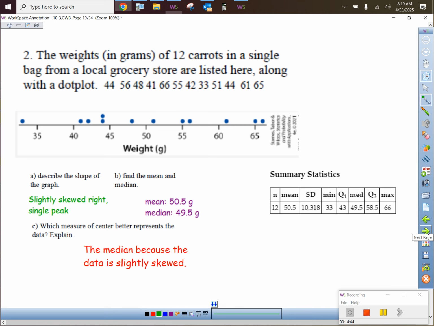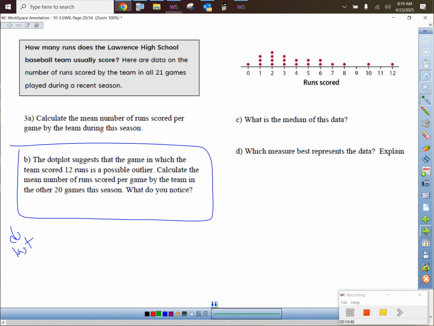Cool. All right, let's switch it up a little bit and do this. First of all, I got these typed in a bad order. There's parts A, B, C, D. We got to do part B last, so we're going to skip B and do it last. How many runs does the Lawrence High School baseball team usually score? Here is data on the number of runs scored in all of their 21 games played in a single season. They say, calculate the mean number of runs scored.